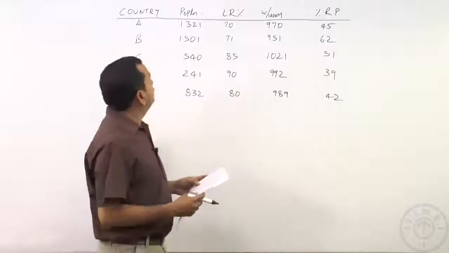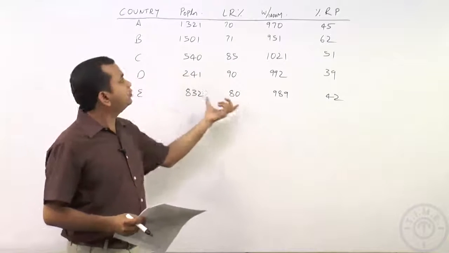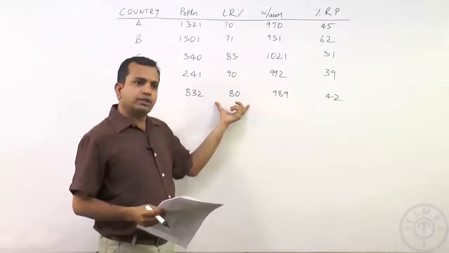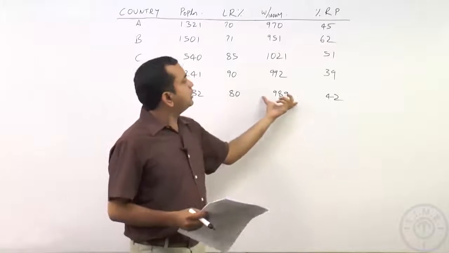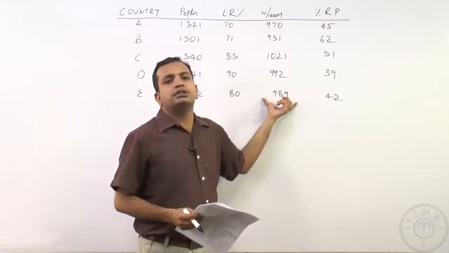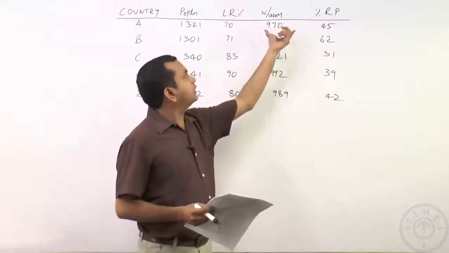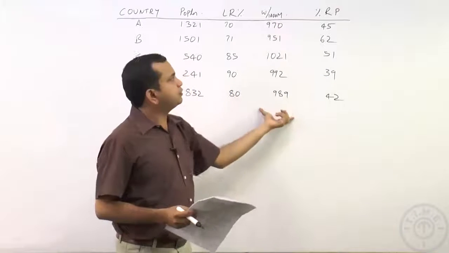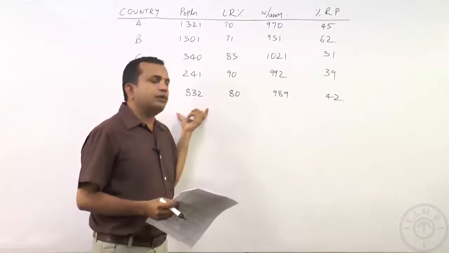Here we have 5 countries whose population is given to us and whose literacy rate is given to us, which means putting these two together we can find the total number of literates. The number of women per 1000 men is also given, which means for every 1000 men there are 970 women, and so on in each of these countries. So, using these two we can find out the number of men and women in each of these countries.